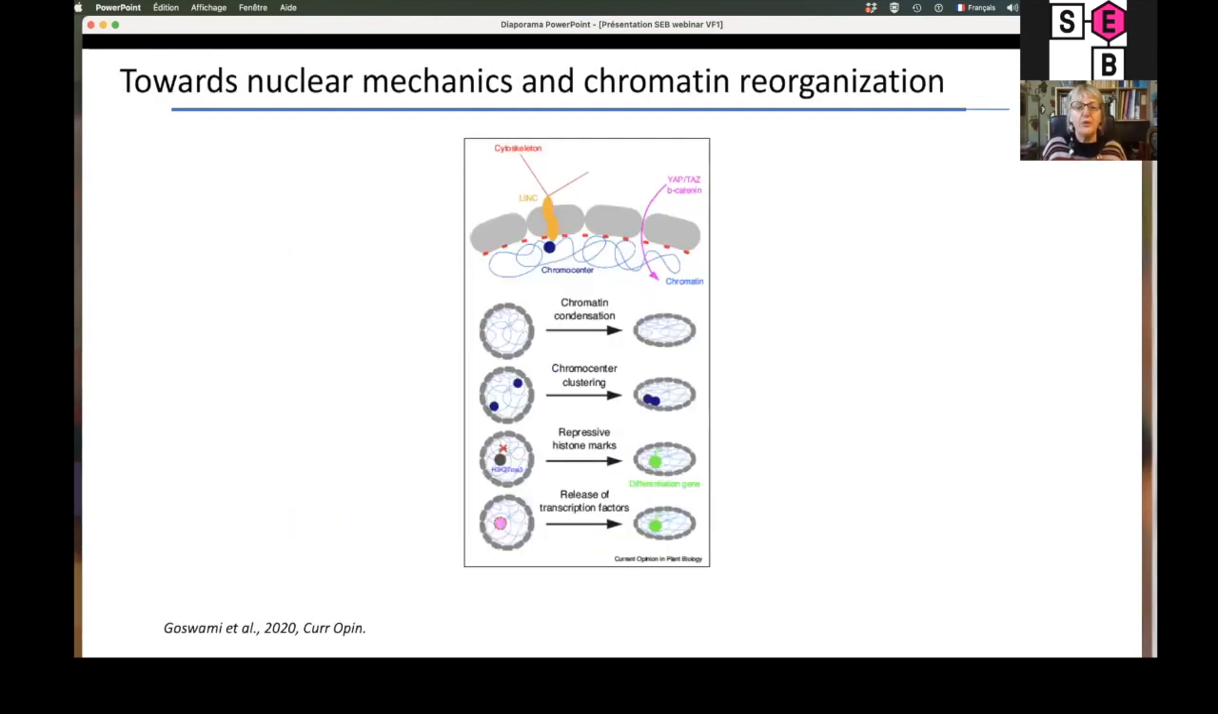What we also know is that nuclear mechanics are very important to regulate gene expression. It is really well known in animals that under stress you can induce chromatin condensation, chromocenter clustering, or changes in epigenetic marks, with changes in localization of repressive histone marks, but also release of transcription factors.